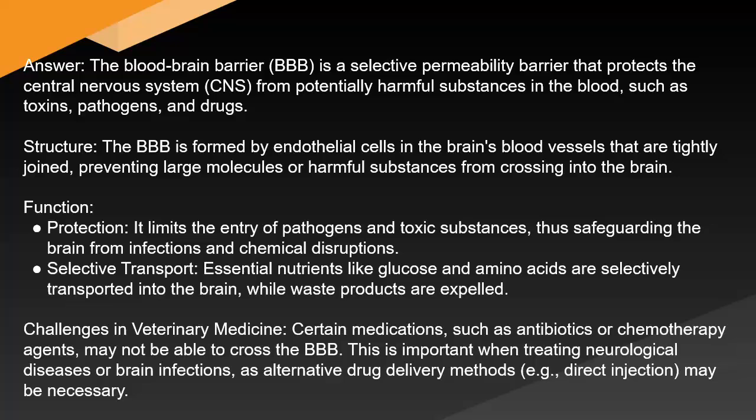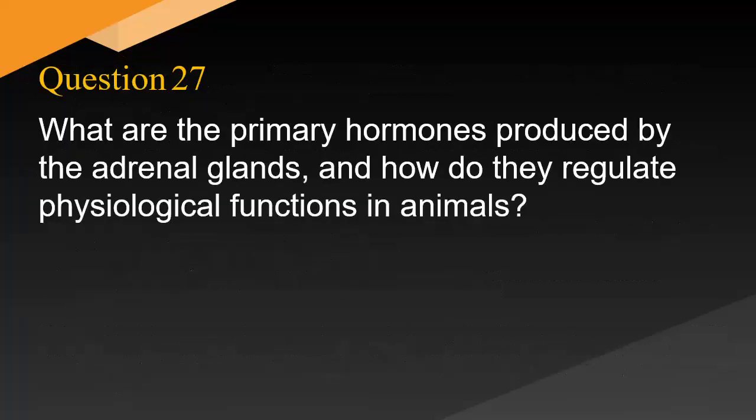Function: protection. It limits the entry of pathogens and toxic substances, thus safeguarding the brain from infections and chemical disruptions. Selective transport. Essential nutrients like glucose and amino acids are selectively transported into the brain while waste products are expelled. Challenges in veterinary medicine. Certain medications, such as antibiotics or chemotherapy agents, may not be able to cross the BBB. This is important when treating neurological diseases or brain infections, as alternative drug delivery methods, e.g., direct injection, may be necessary.